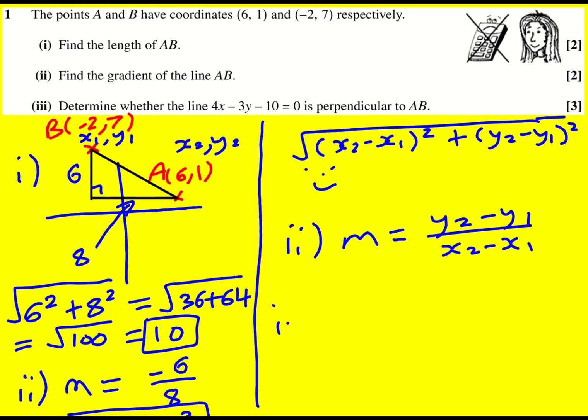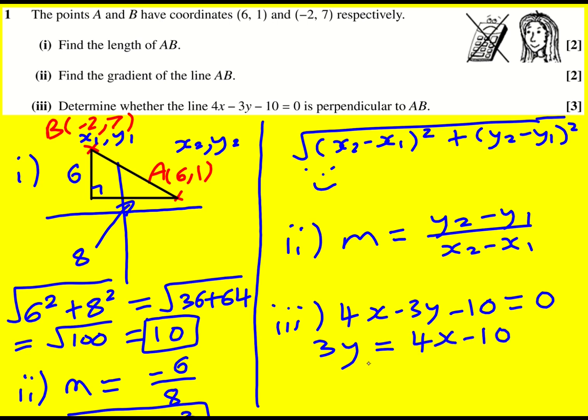Finally, we're asked to determine whether this line 4x minus 3y minus 10 equals 0 is perpendicular to AB. So we need to work out the gradient. And that can be done by rearranging it. We can make y the subject. So first of all, make 3y the subject by adding it to both sides. 3y is equal to 4x minus 10. And then divide through by 3.